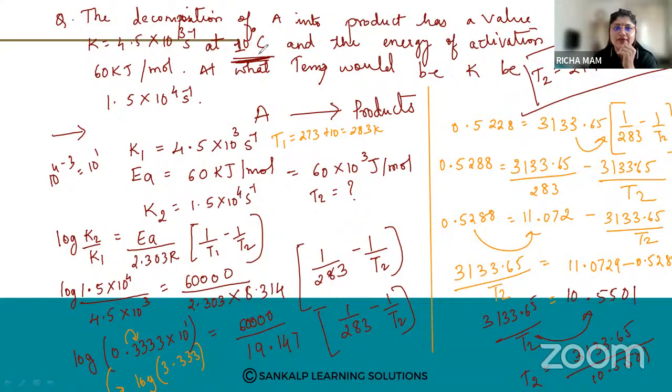So like this, we have solved different problems. We have solved problems related to rate constant, how to find rate constant, and how to find activation energy. And this one was based on how to find the temperature, when the temperature is not given. So this is the temperature at which K will be 1.5 into 10 raised to 4 per second. Everybody has copied it. Let me clear it, we'll go for the next concept.